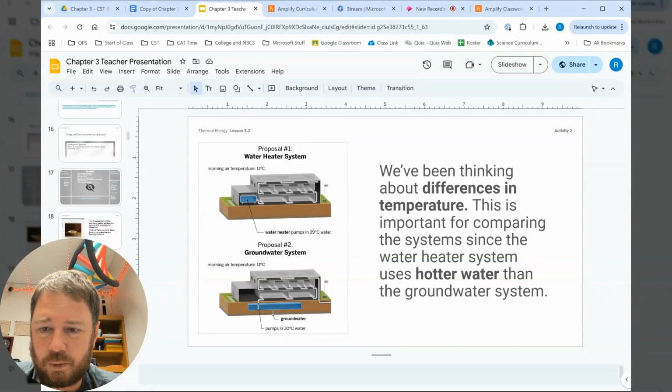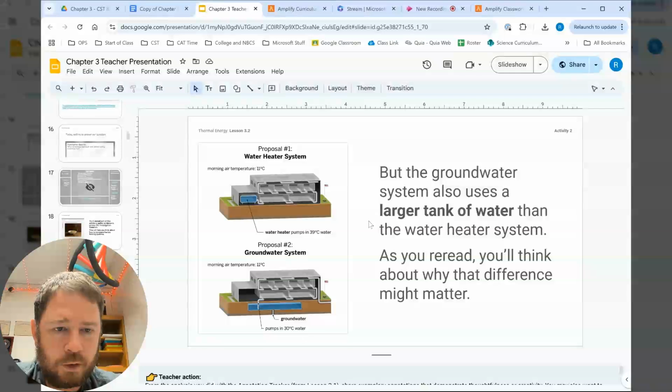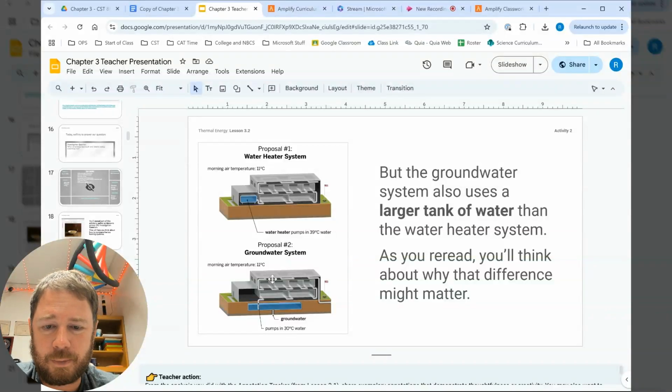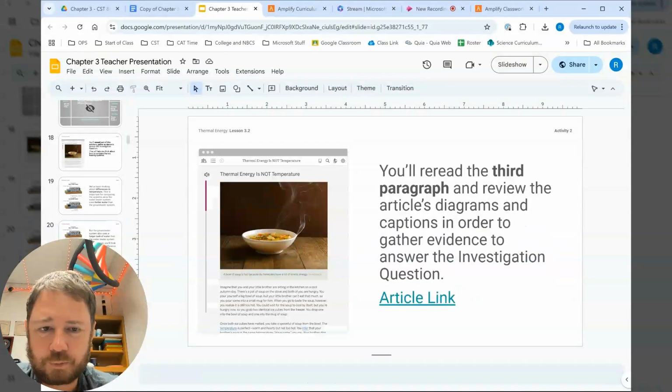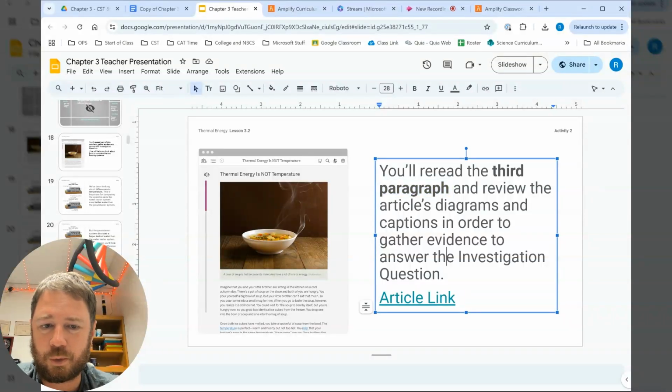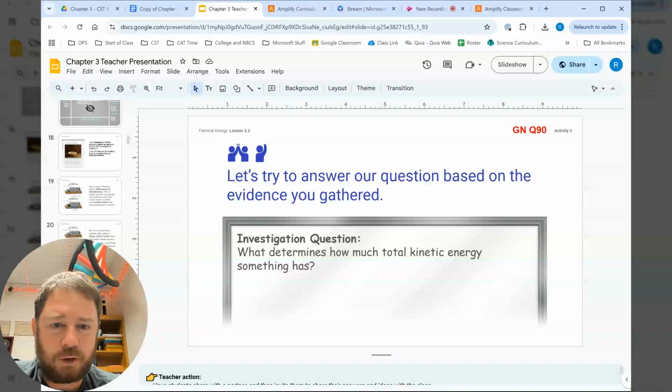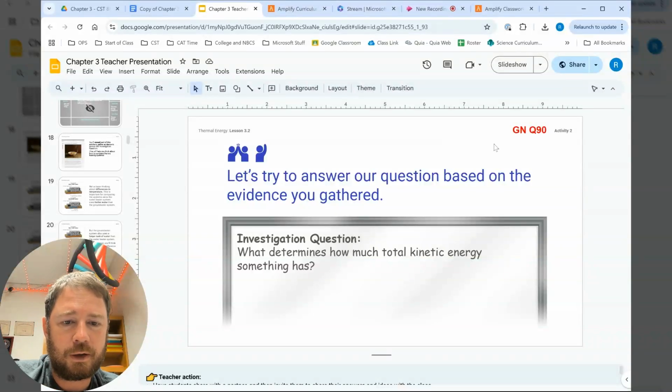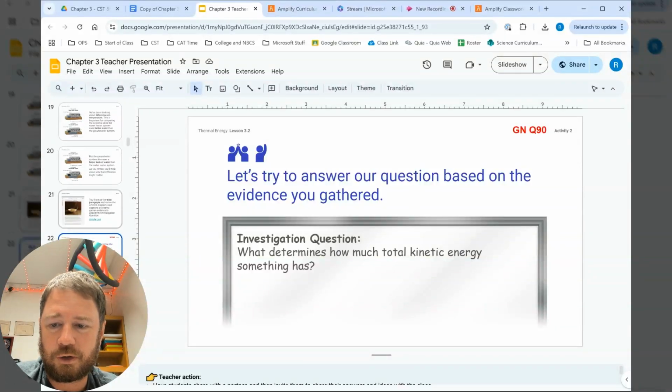So, here we have a smaller tank that's hotter. Here we have a larger tank that's cooler. The groundwater system also uses a larger tank of water than the water heater system. As you read, think about why that difference might matter between the two systems. So you're going to reread specifically the third paragraph, and you're going to review the article's diagrams and captions in order to gather evidence to answer the investigation question. So go ahead and click on the article link, read the third paragraph, and then come back and try to answer question 90. What determines how much total kinetic energy something has?